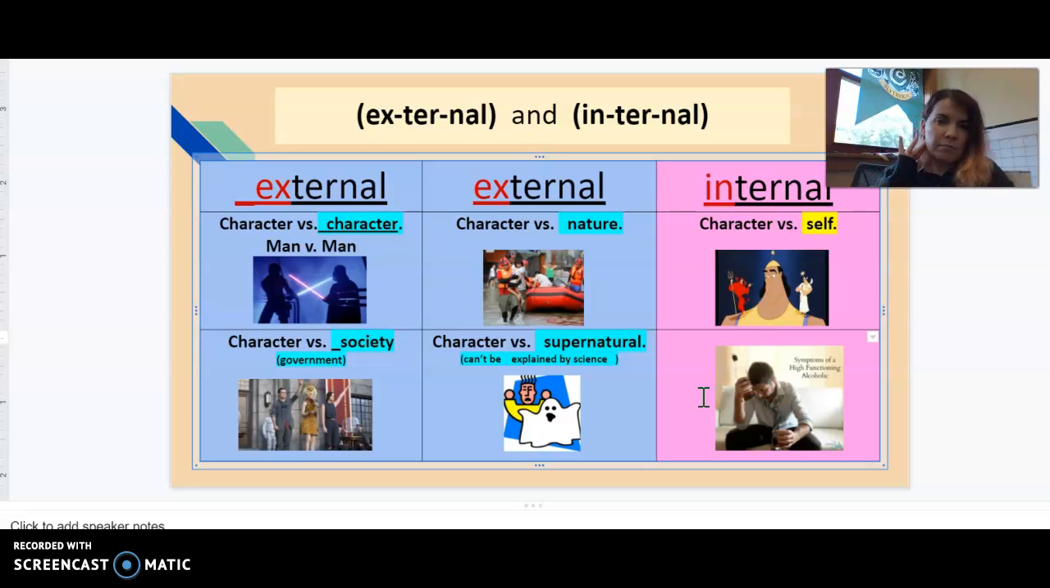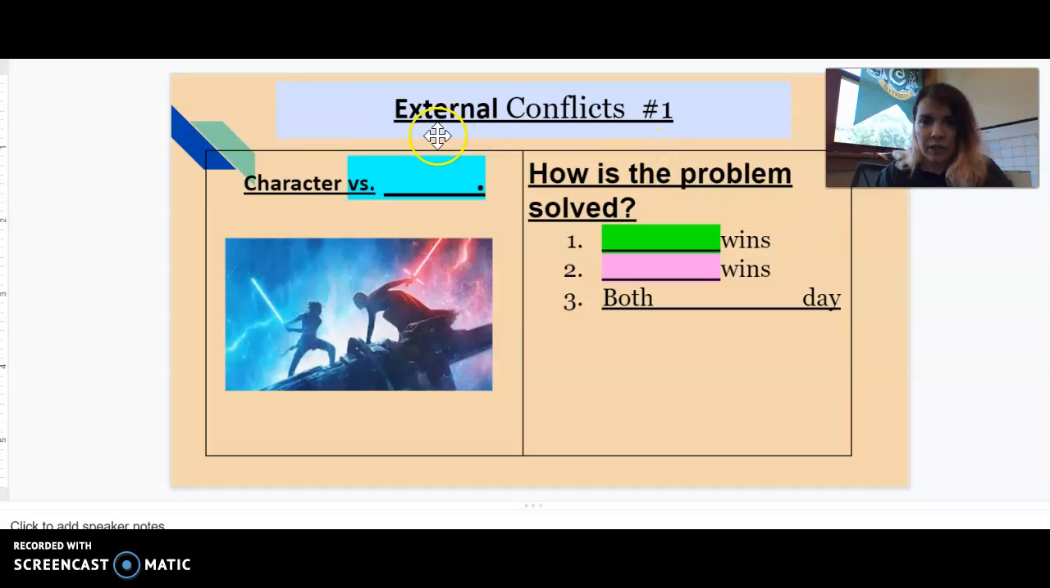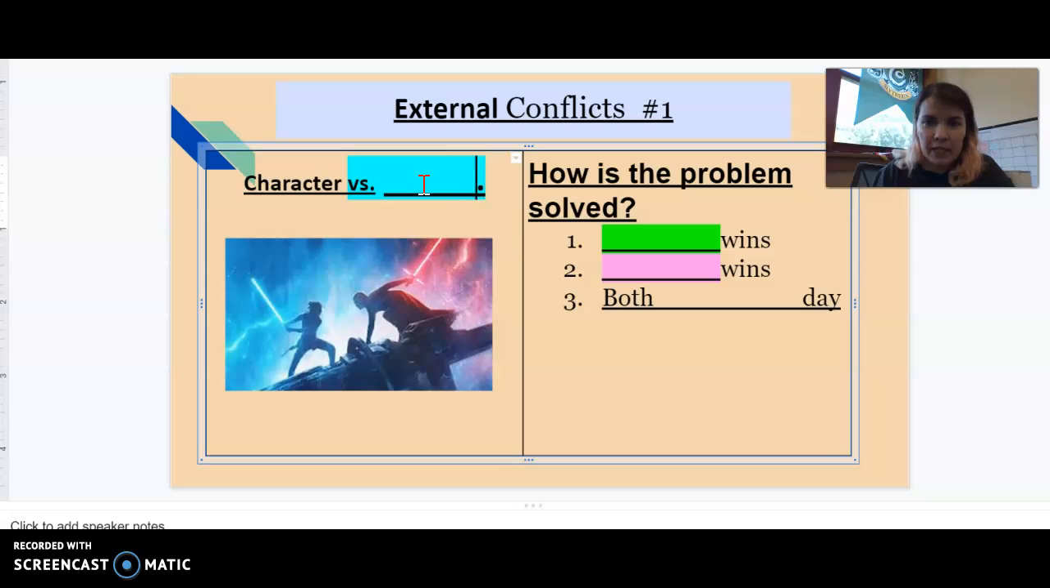So, making difficult decisions, dealing with addiction, mental health, all of those are internal conflicts because they happen inside the character's mind or inside our minds and other people don't see them. Next page. The first type of external conflict that we went through is character versus character. Type that in. Like I said, that one is most often the easiest to spot. So, how is this problem resolved or solved by the end of a story?